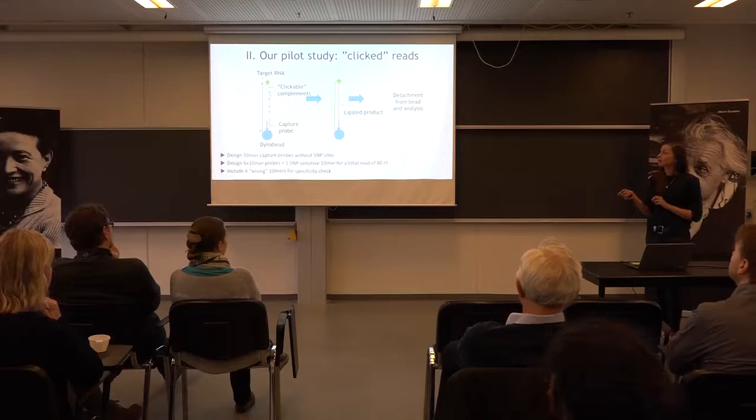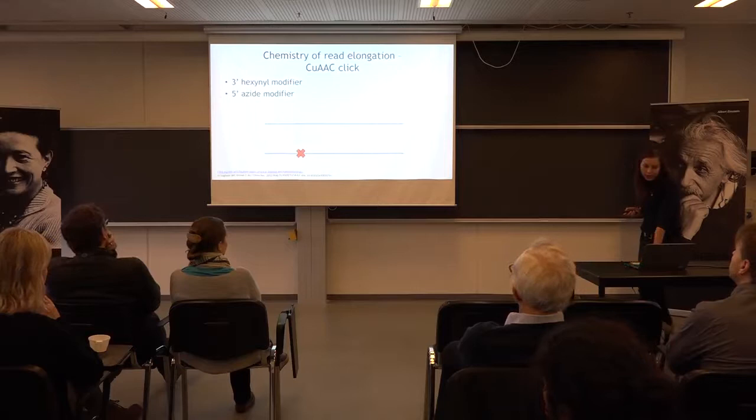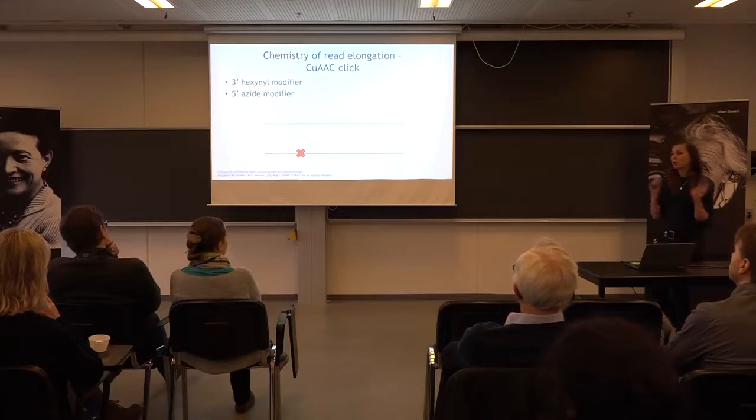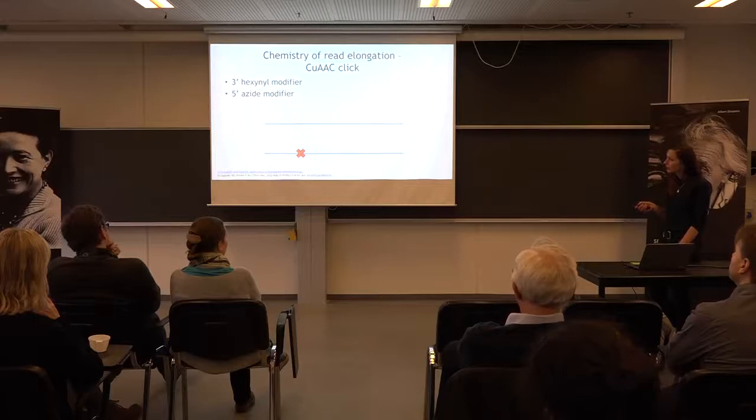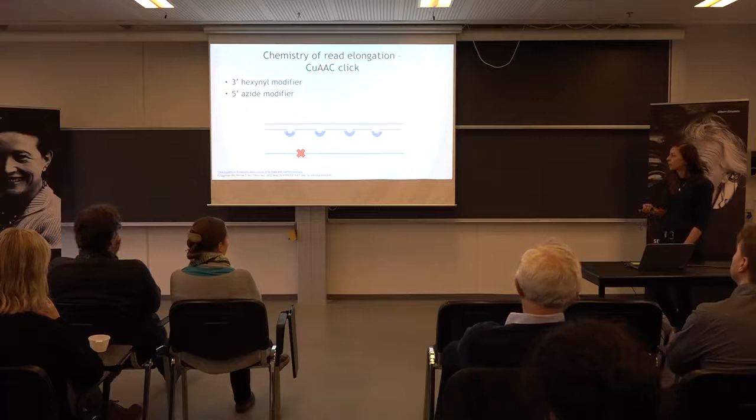And just to illustrate once again, what happens here is that imagine you have an RNA target which has no mutation, and a second one which has this SNP or mutation. Then we add the probes, and we have 100 of them. But only those that have the correct base pairing here will bind. And afterwards, we add the click chemistry reagent, and it creates this long synthetic read.